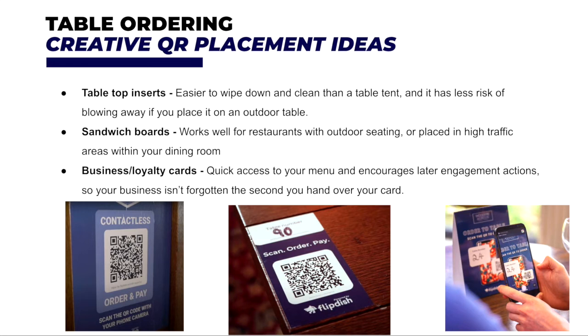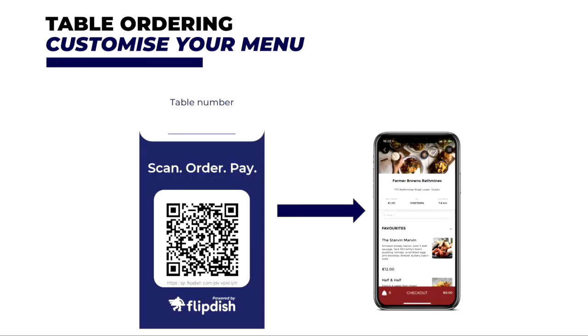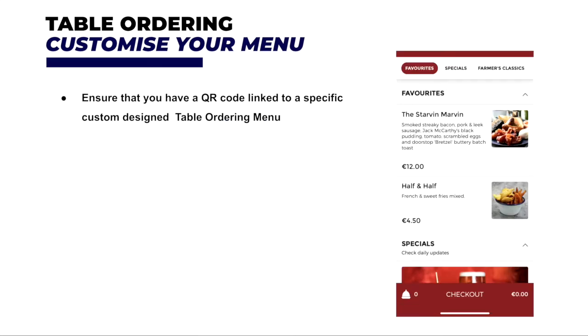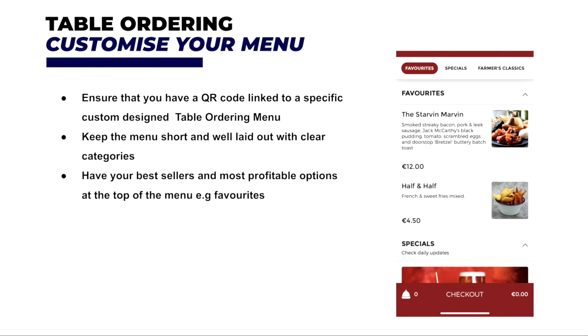Now let's talk about how you should customize your menu to suit your table ordering customers. I would suggest ensuring that you have a QR code linked to a specific custom designed table ordering menu. This menu should be kept short and well laid out with clear categories. I would also recommend you have your best sellers and most profitable options at the top of the menu. For example, favorites like you can see here on the right hand side.